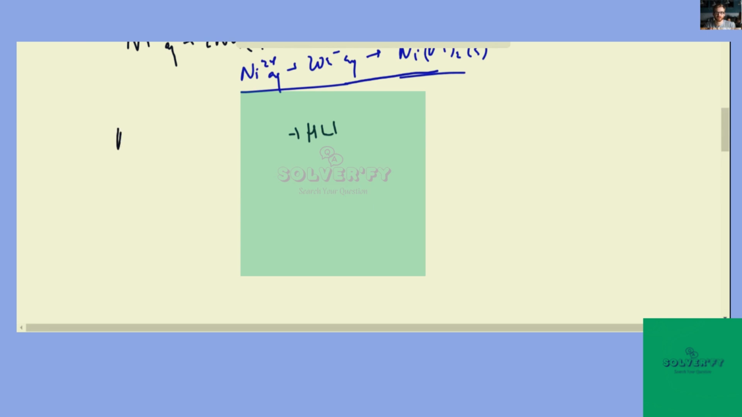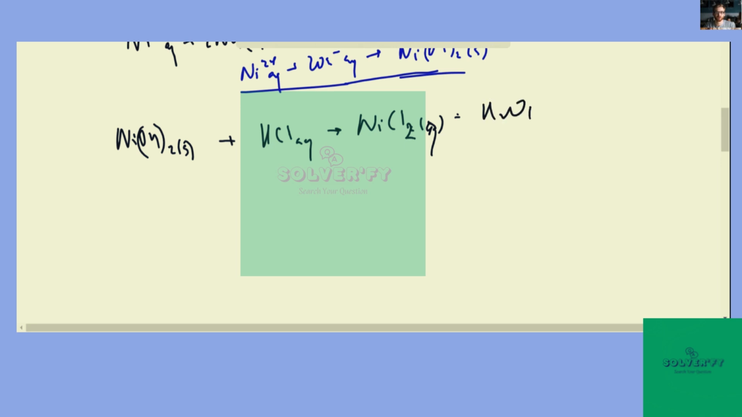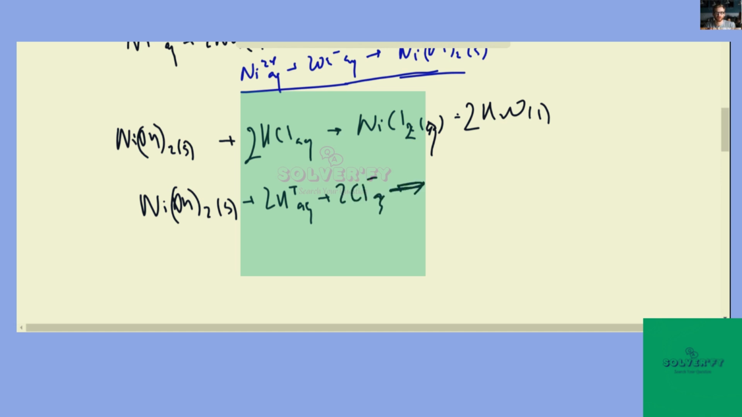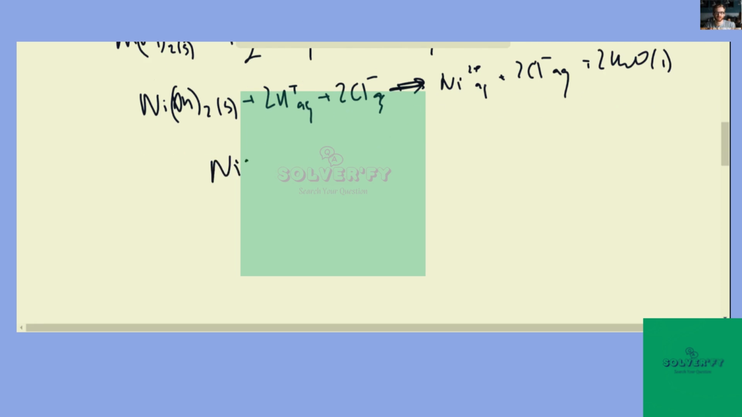And now this product reacts with HCl, forming nickel chloride, which is soluble, plus water. So the reaction is balanced. And now let's write down the complete ionic equation. And the net ionic equation now can be written.